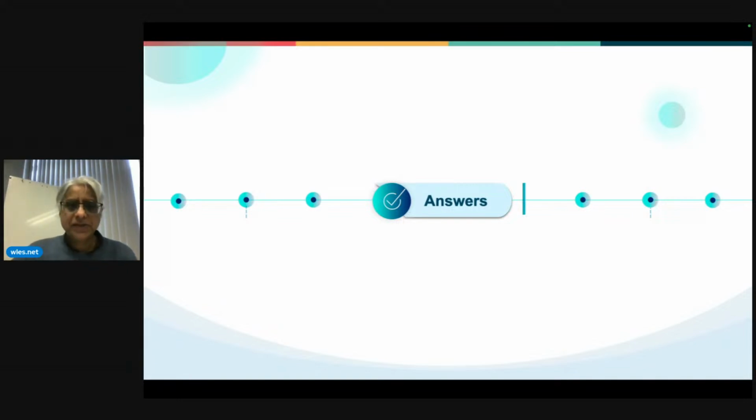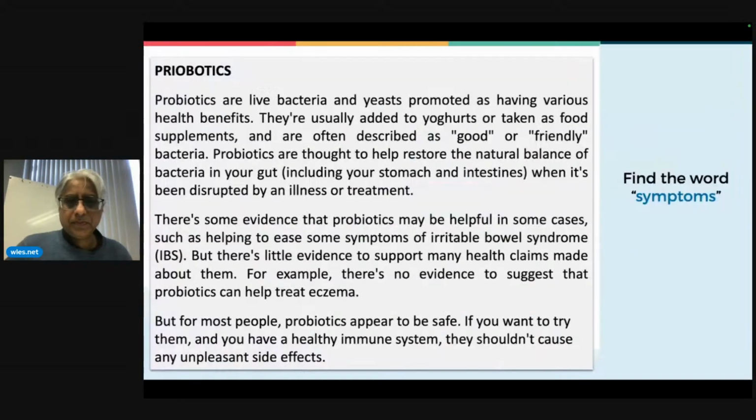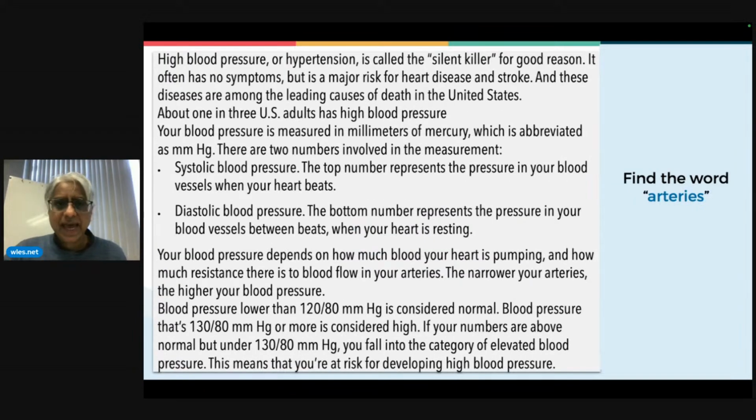Okay, so let's quickly go through those. The first text was about probiotics, and you had to find the word symptoms. Of course, you don't have time to read everything, and that's why we say it's scanning. You're scanning for this word symptoms, and I'm sure a lot of you seem to have found it in the second paragraph. You can see there on the second line. The second test, you were scanning for the word arteries. As you go through the text, it was about halfway down that you found this word.